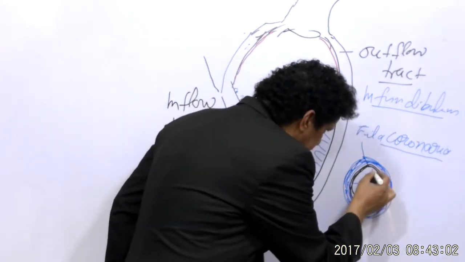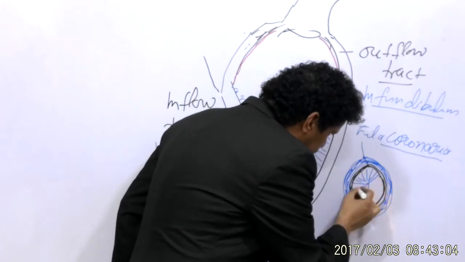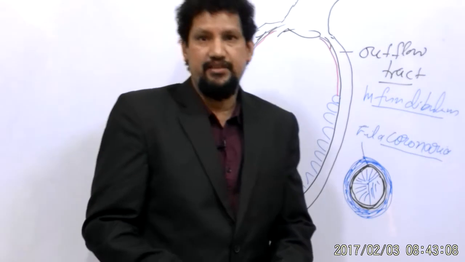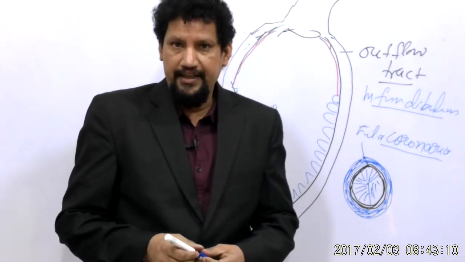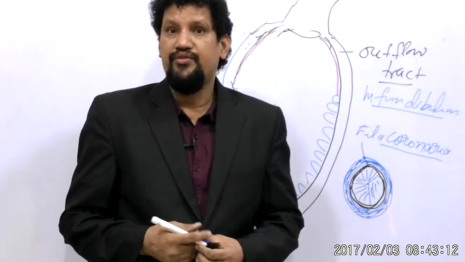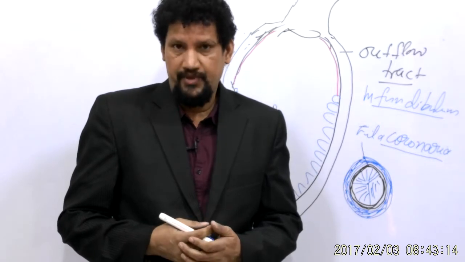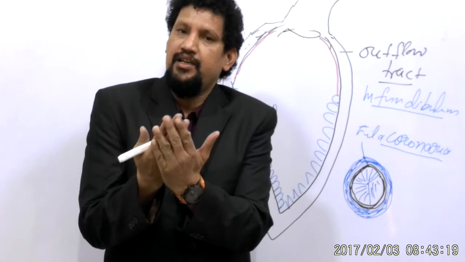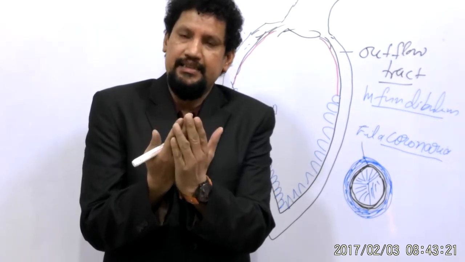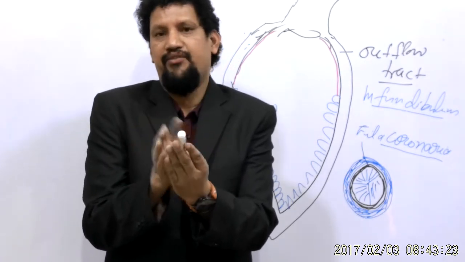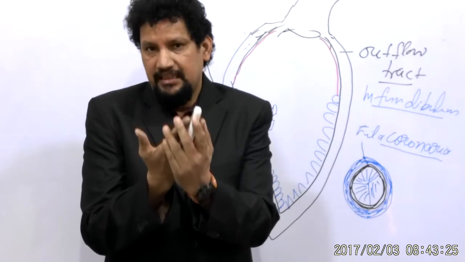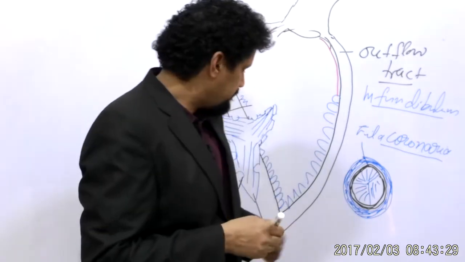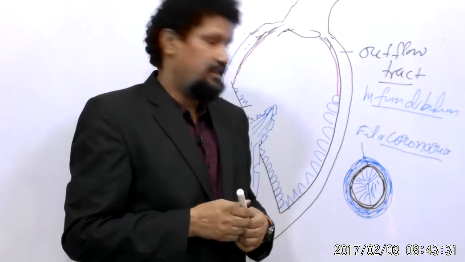The cusp or valves are the reduplication. These are formed by reduplication of the endocardium. The one layer of endocardium is reduplicating on the other one like this, and these are having some fibers and some muscle fibers and some collagen fibers. These are known as lamina fibrosa.